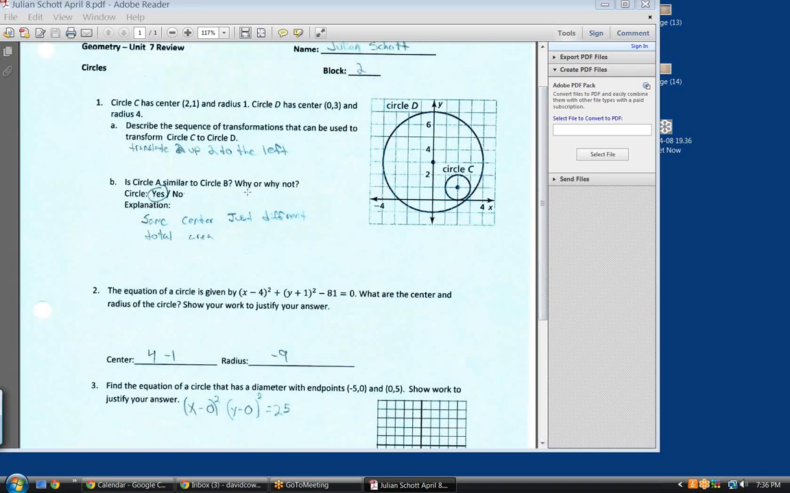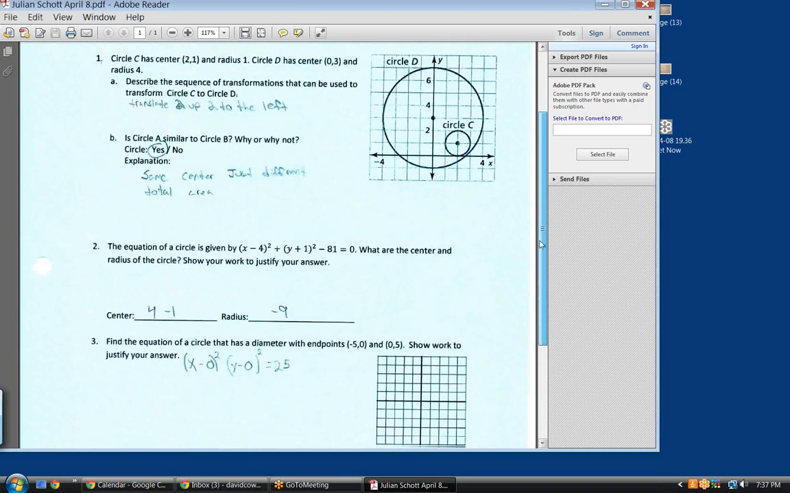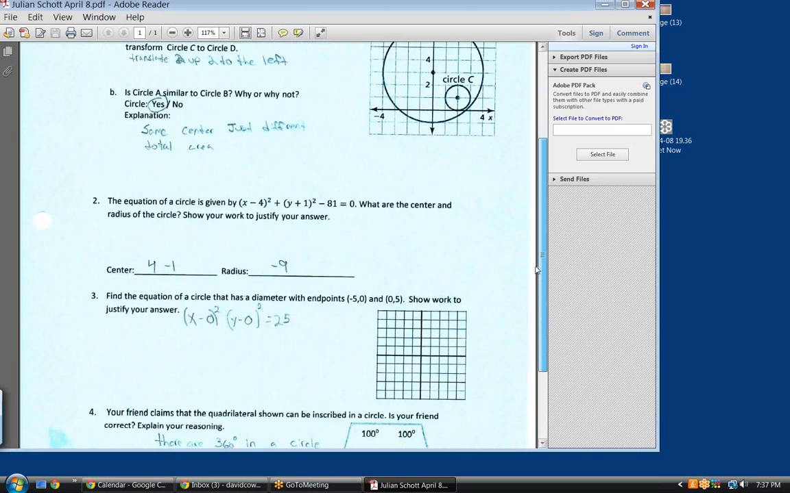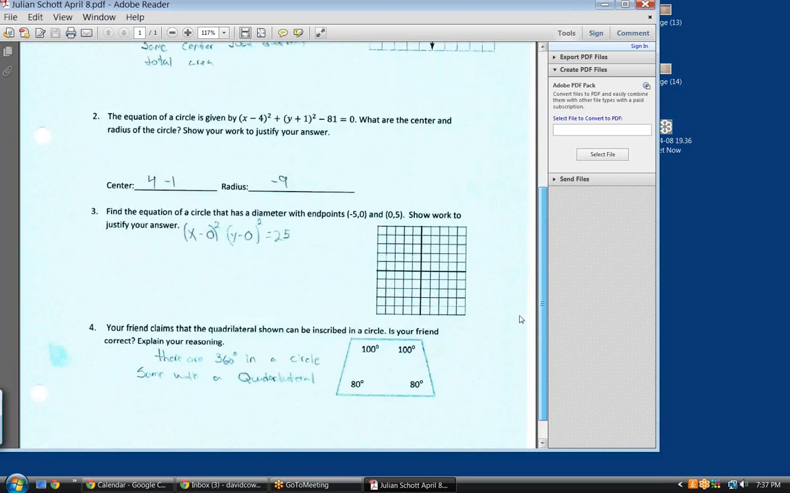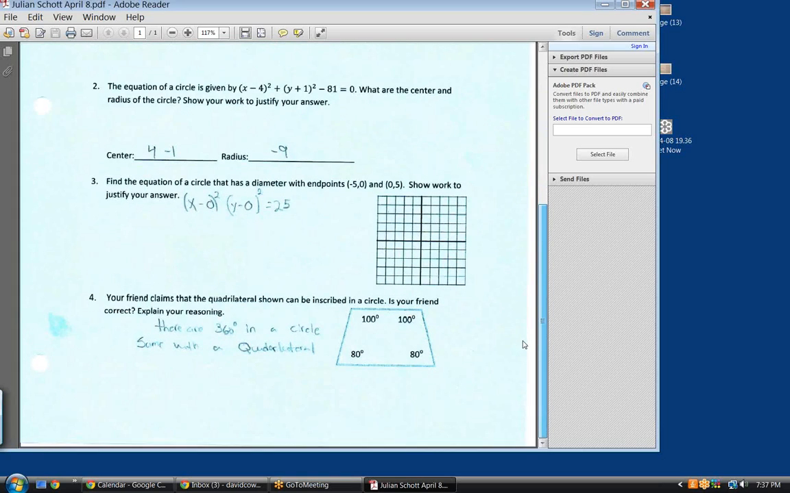Is circle A similar to circle B? The answer is yes, and the explanation is all circles are similar to each other. There is no circle that is not similar to another circle. In other words, that's what makes the circle the perfect shape in the universe: they're all similar to one another, as opposed to triangles.